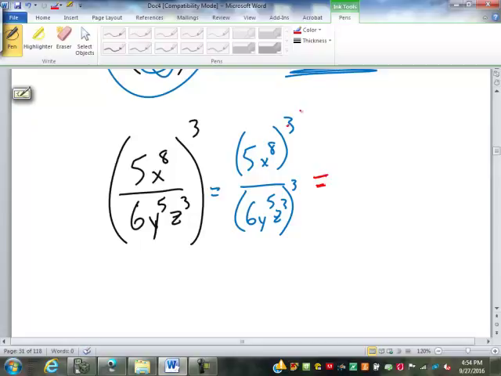What's 5 to the power of 3? 125. x to the 24. On bottom, 6 to the power of 3. 216. y to the 15, and z to the 9. Perfect. Time for you guys to try one.